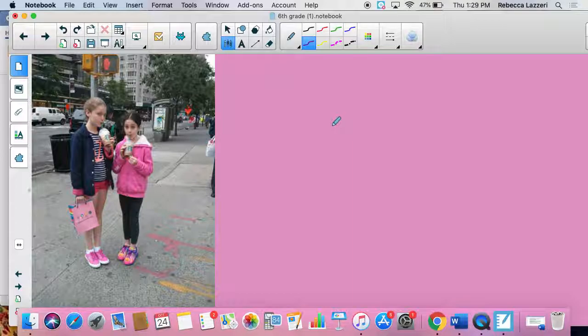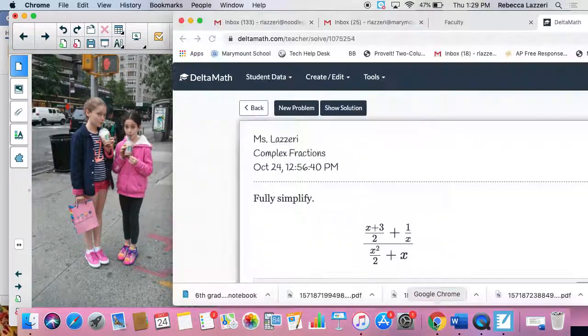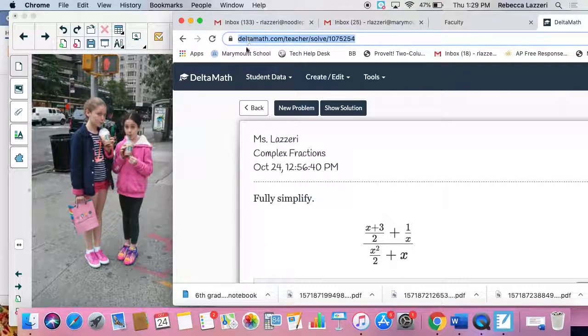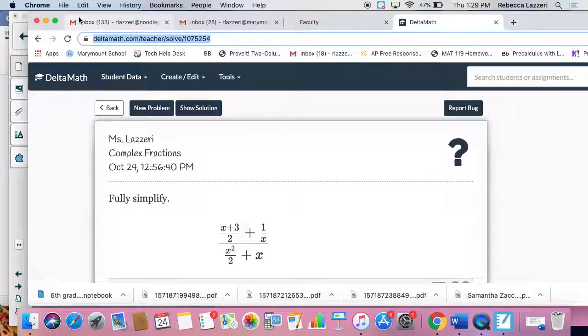So, back to complex fractions. You'll be doing some Delta Math on complex fractions, so we'll look at this one. And I honestly don't know how Delta Math's going to show you to do it. I hope they show you to do it the easy way. All right, so let's grab this. This one's going to be pretty easy.